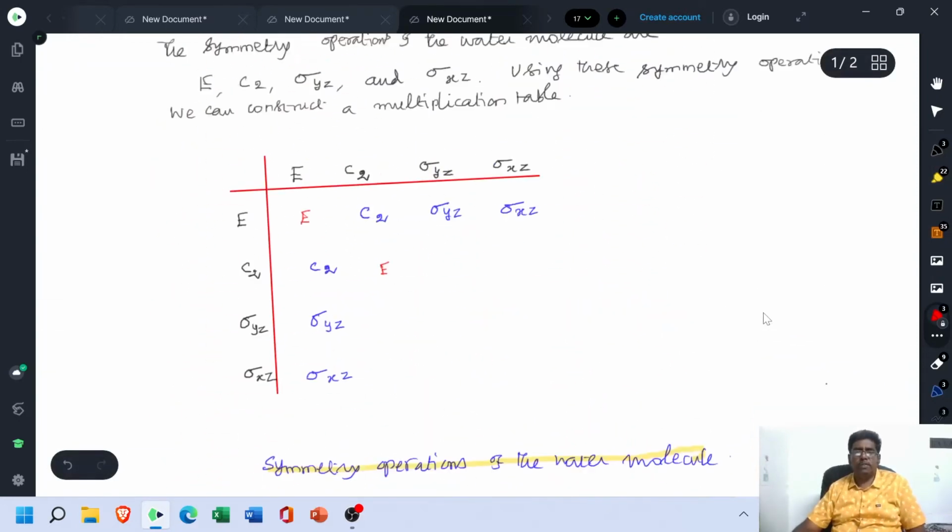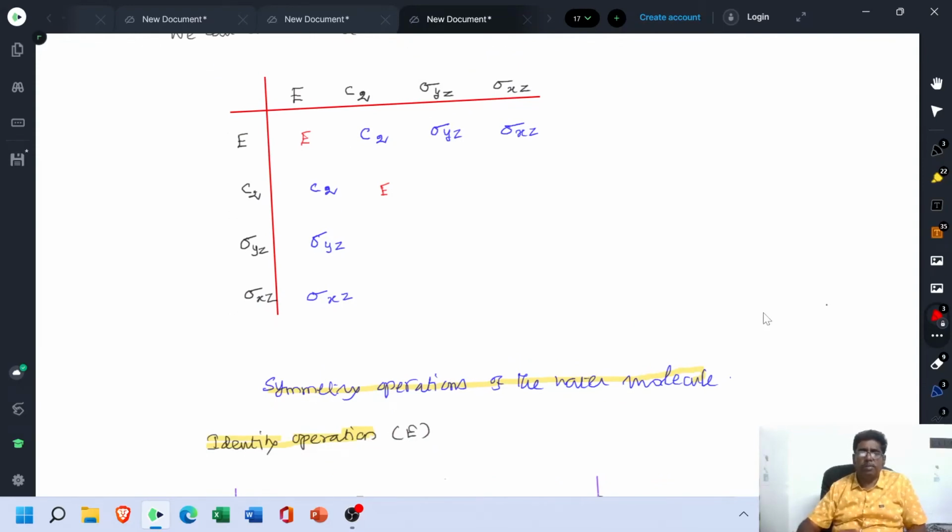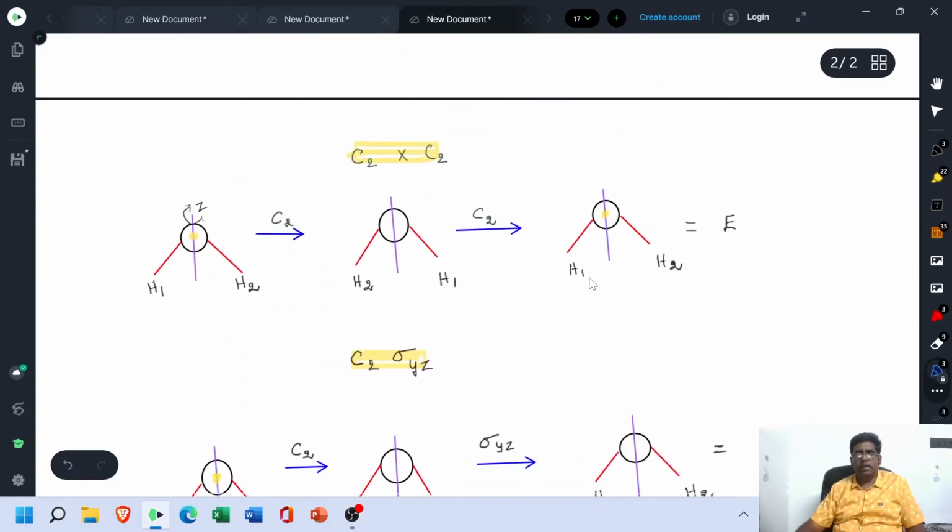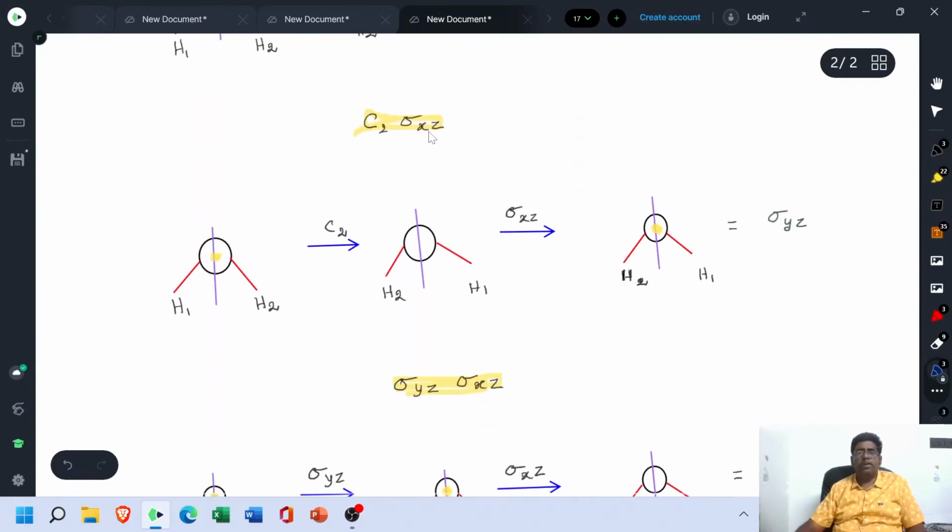See, instead of this C2 into sigma YZ, we have to put sigma XZ. This is our sigma XZ. Next operation is C2 into sigma XZ. See here, C2 into sigma XZ. Then as usual, the C2 operation interchanges the position of hydrogen atoms as well as the phase of the oxygen. Then the arrived C2 is subjected to sigma XZ.